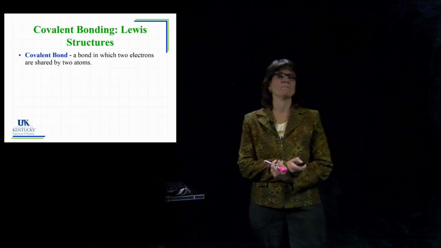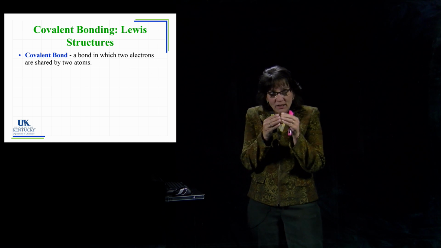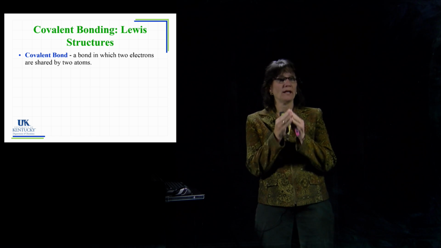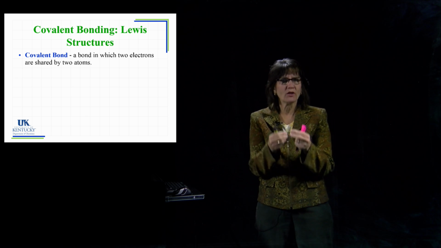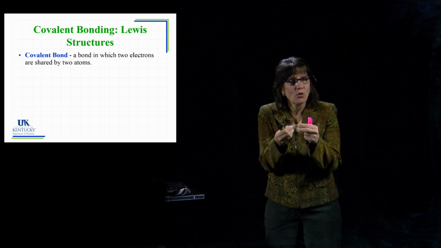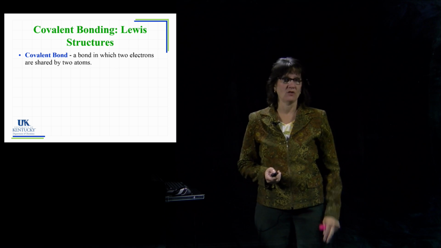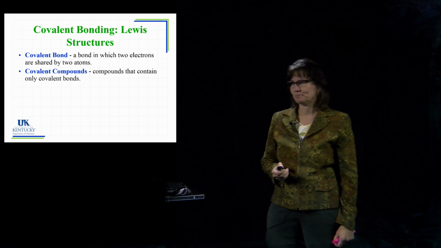What is a covalent bond? A covalent bond is nothing more than an attractive force formed by the sharing of two electrons between two atoms. As soon as these two atoms are sharing those electrons, it puts them in proximity to each other. It's an attractive force from that. So that's what a covalent bond is, a sharing of two electrons between two atoms.